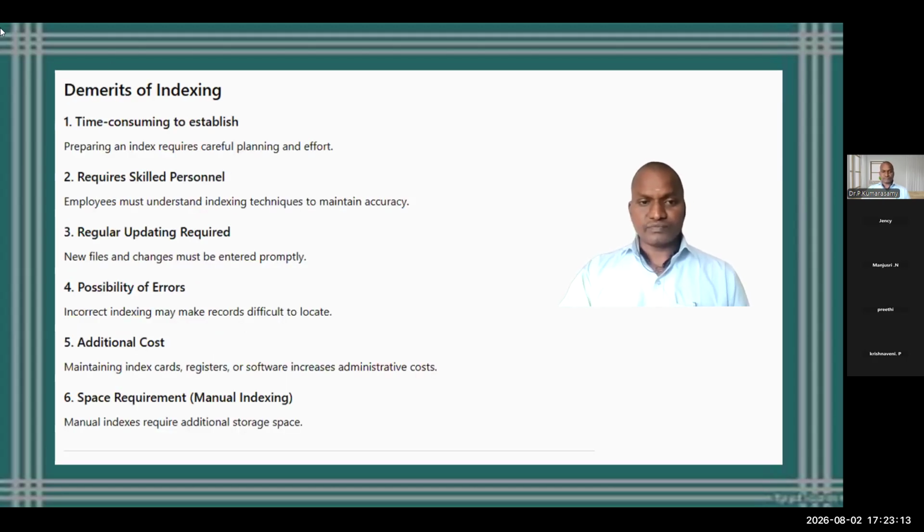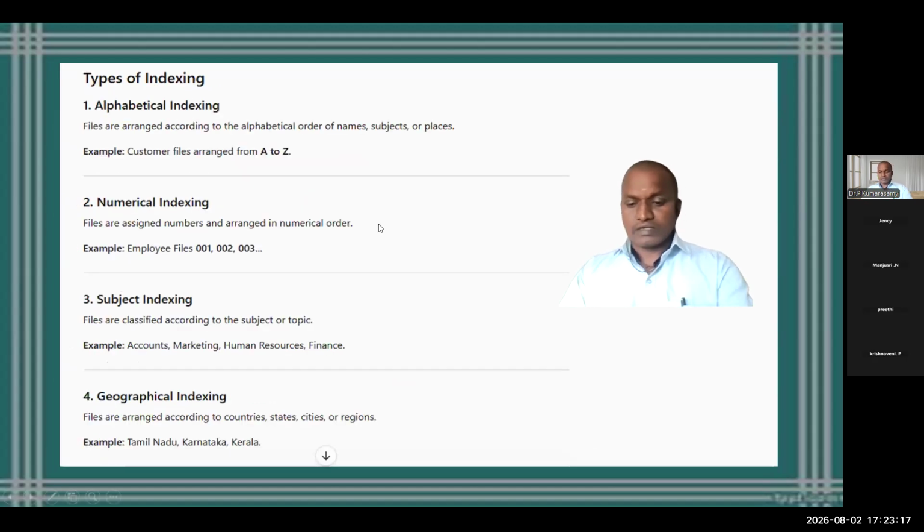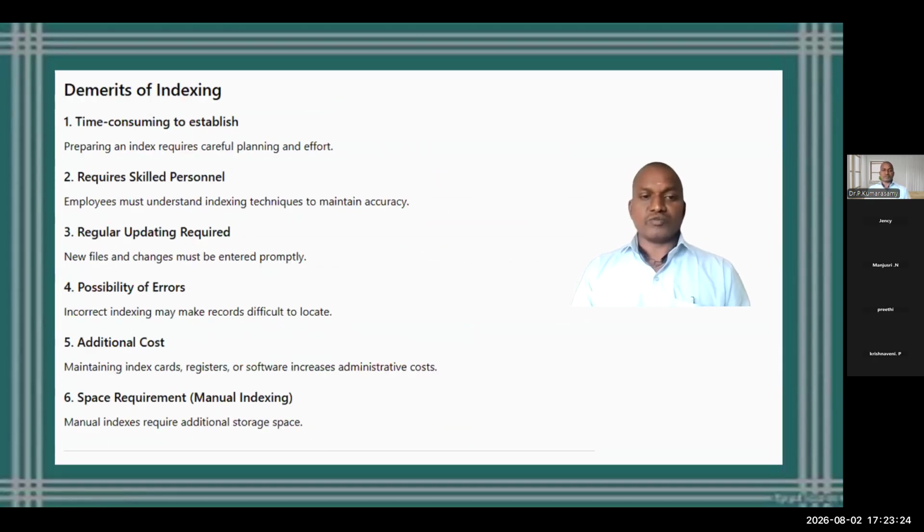Demerits of indexing. What are the demerits of indexing? It is time consuming to establish. Preparing an index requires careful planning and effort. It requires skilled personnel, correct. Regular updating is required. Possibility of errors. Additional cost and space requirements. These are the demerits of indexing, but without indexing, it is so difficult. So few points are given as demerits, right? But we should think about merits only.